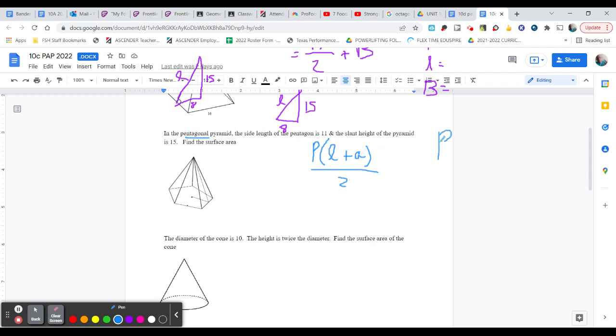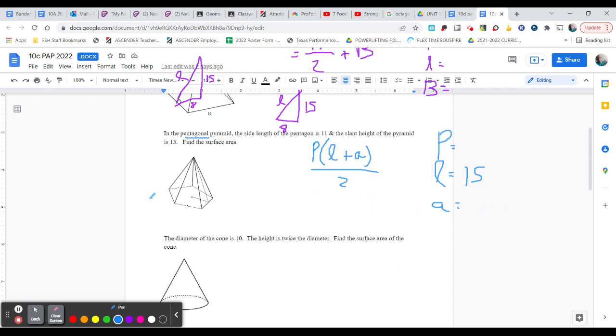The side length of the pentagon is 11, so perimeter should be a gimme. Okay. The slant height of the pyramid is 15. That's a gimme. All right. So what we need to find is the apothem right here.